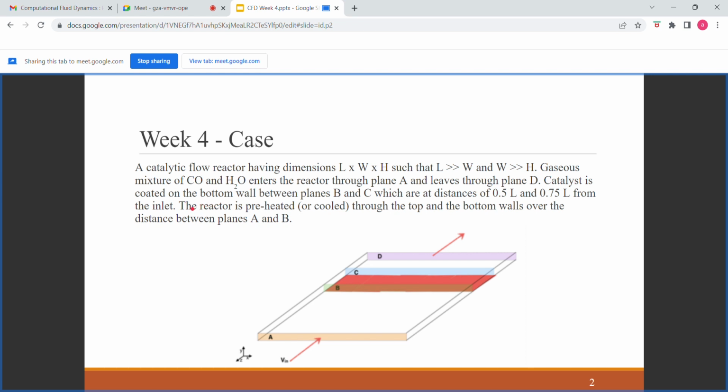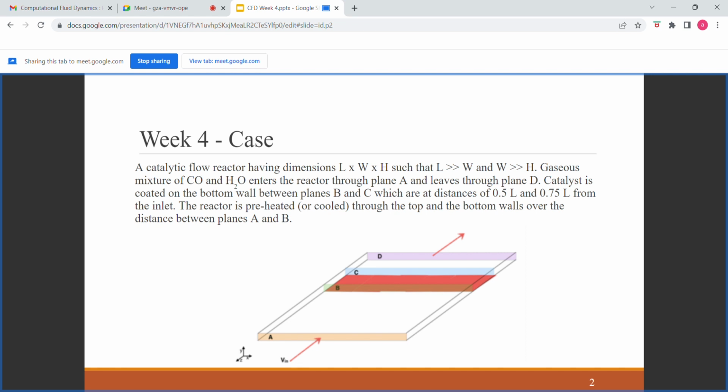Then it is given that the reactor is preheated or cooled through the top and bottom walls over the distance between planes A and B. Between planes A and B, the reactor can be preheated or cooled depending on the requirement through the bottom and top walls. So these are all the things mentioned in this problem.